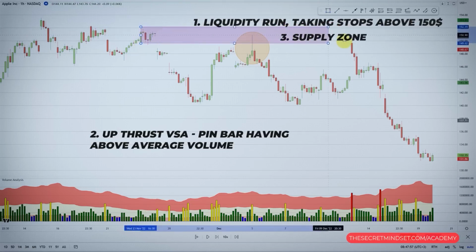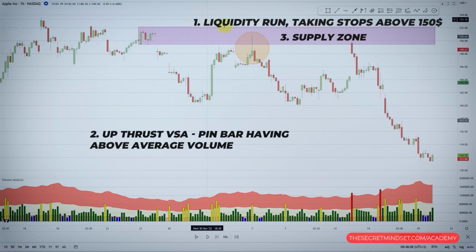And it happened at the clear supply area. It's right here. So we had the liquidity clear out, the 150 psychological number, a supply area, and the up-thrust VSA pattern. Perfect sell trade.